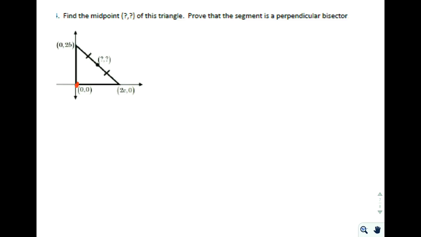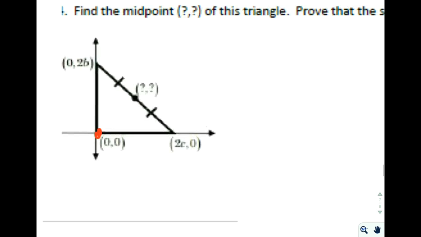So when this line goes through this line right here, what we're trying to prove is that it actually meets at a 90-degree angle, or the slope of this and the slope of this are the opposite reciprocals of each other, the negative flip of each other. So let's go ahead and find that midpoint.